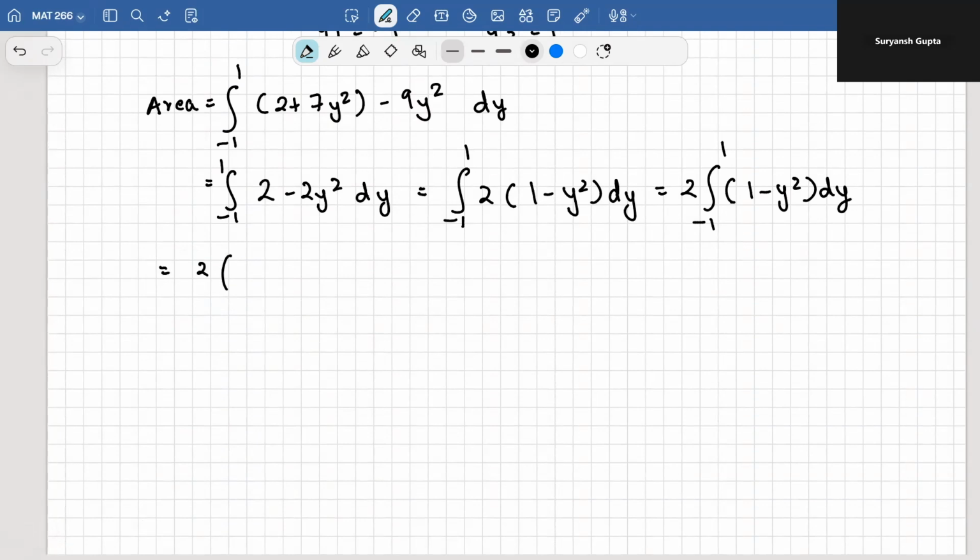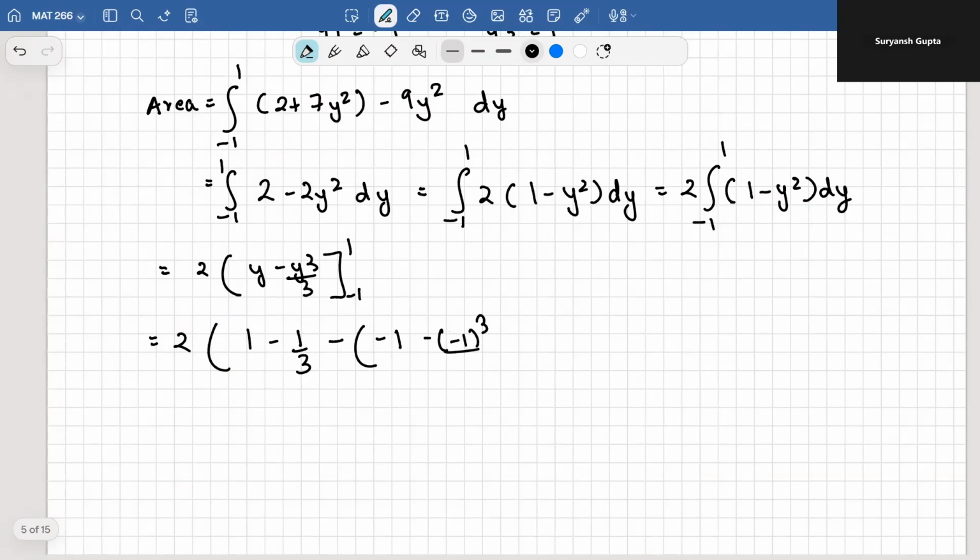So I end up getting 2 times y minus y cubed by 3. The integral of 1 would give me y, and the integral of y squared would give me y cubed by 3, by the power rule. And then I need to take the bounds here, going from -1 to 1. So if I plug in all my values and my bounds, I get 1 minus 1 by 3, minus of -1, minus of -1 cubed by 3.